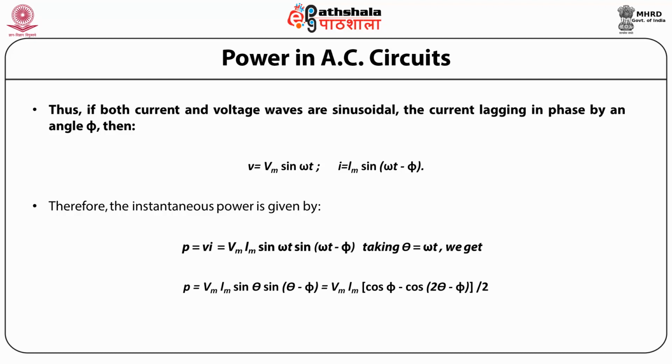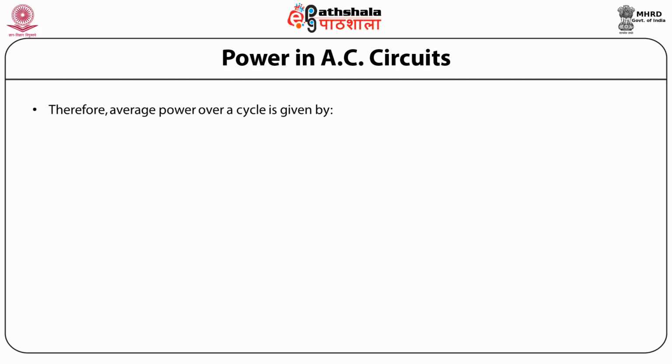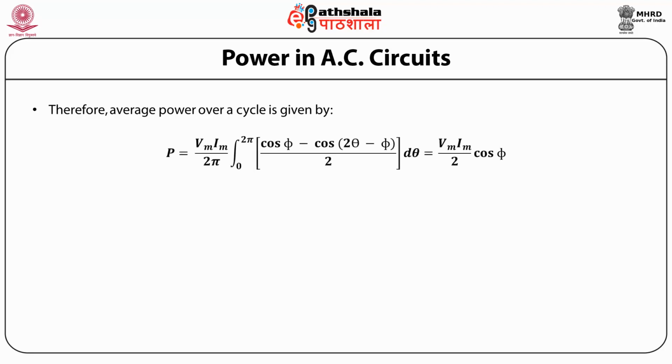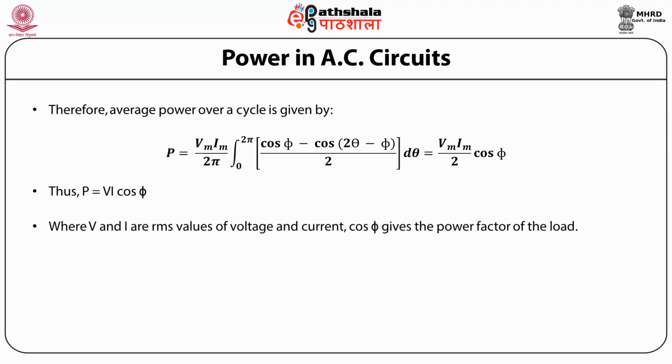Therefore, average power over a cycle is given by P = Vm Im / 2π multiplied by the integration from 0 to 2π of [cos phi minus cos(2 theta minus phi)] divided by 2, d theta. Thus, the final expression for the average power over a cycle is given by Vm Im / 2 cos phi. Thus, P = VI cos phi, where V and I are RMS values of voltage and current, and the cos phi gives the power factor of the load.